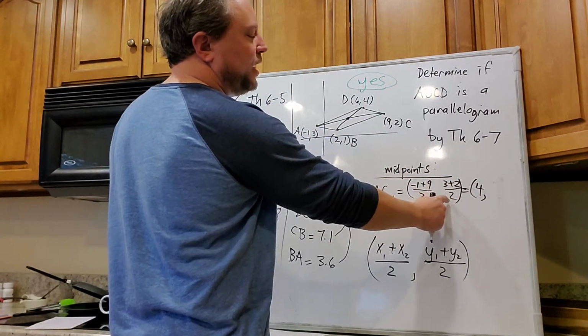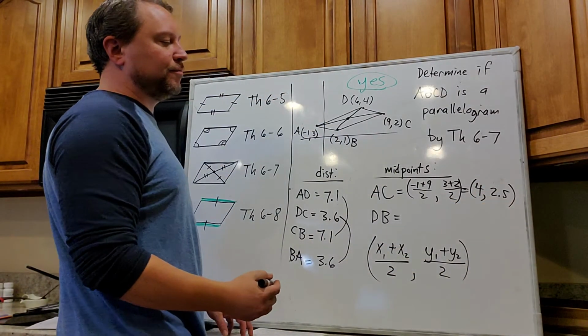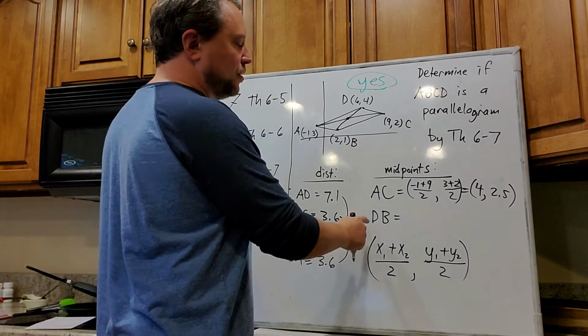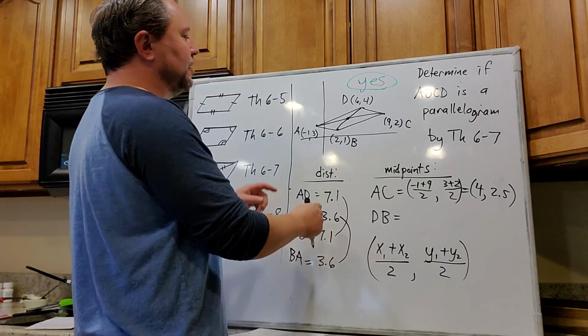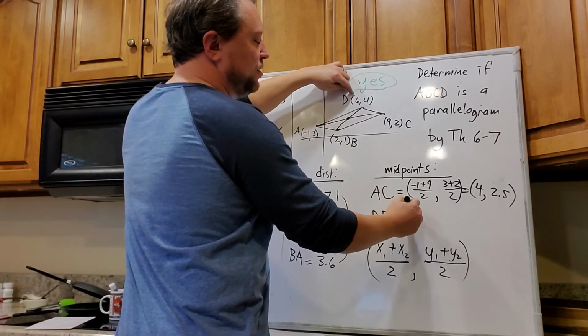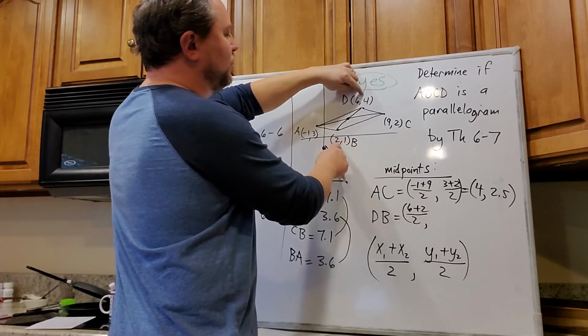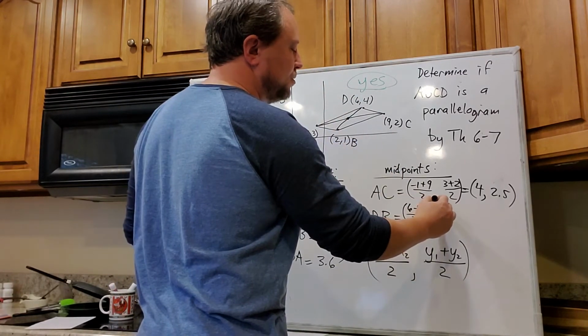3 plus 2 is 5. Half of 5 is 2.5. Okay, we do the same for DB. DB has 6 and 2 for its x values, and 4 and 1 for the y values.